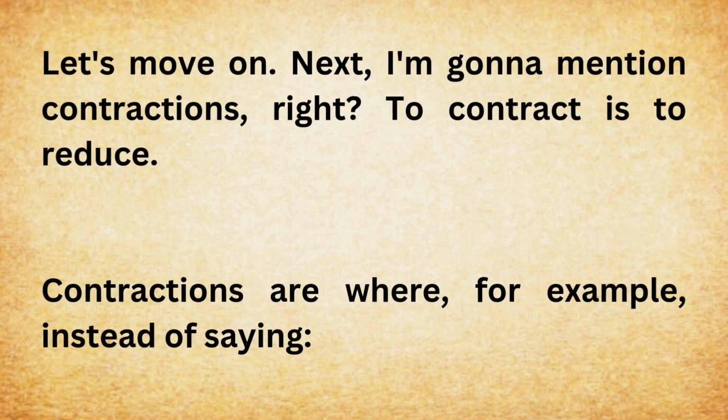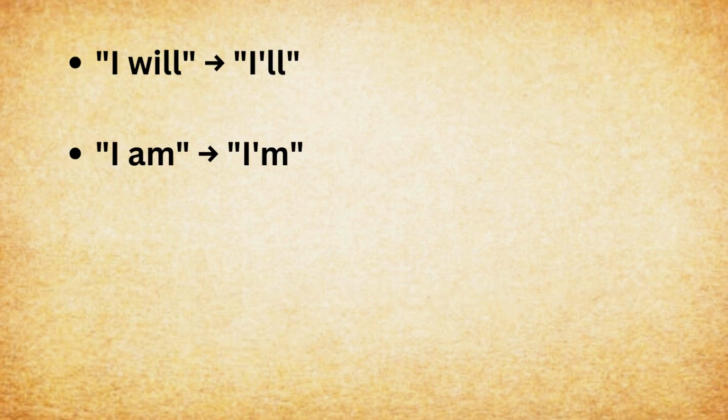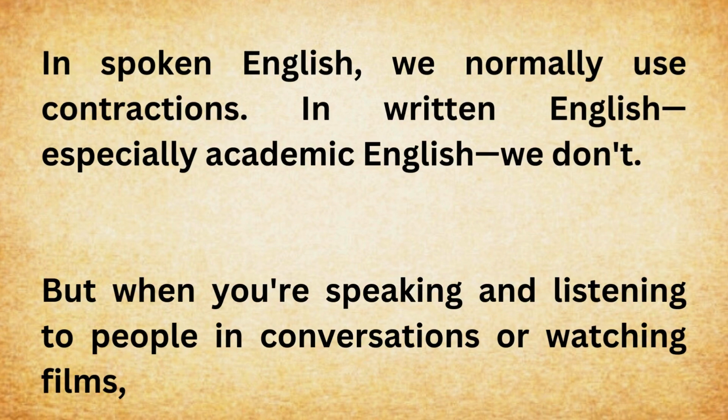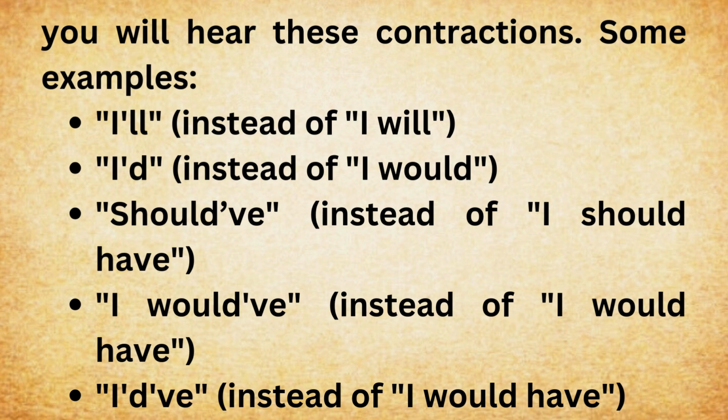Let's move on. Next, I'm going to mention contractions, right? To contract is to reduce. Contractions are where, for example, instead of saying I will, I'll, I am, I'm. In spoken English, we normally use contractions. In written English, especially academic English, we don't. But when you're speaking and listening to people in conversations or watching films, you will hear these contractions.